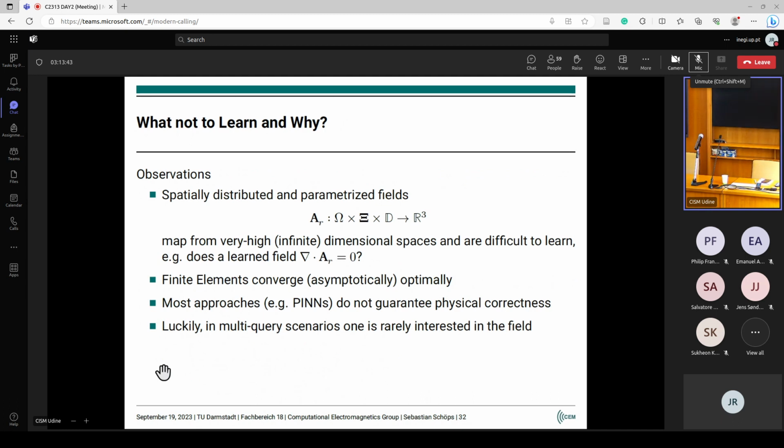Okay. Now I would like to come to my bold statements. I said in the beginning, let me make some observations. Spatially distributed parameterized fields are super high dimensional. They depend on space, so mathematically speaking, infinite dimensional. In the engineering world, these are possibly millions of degrees of freedom, right? Then there is the uncertainty space, which is again maybe large, maybe again infinite dimensional.